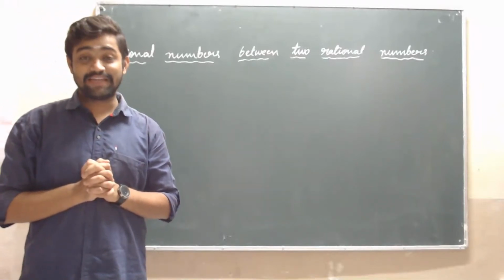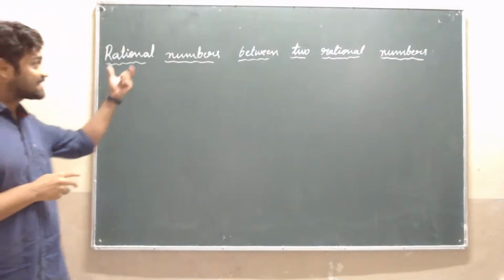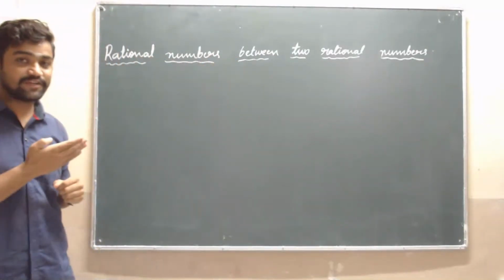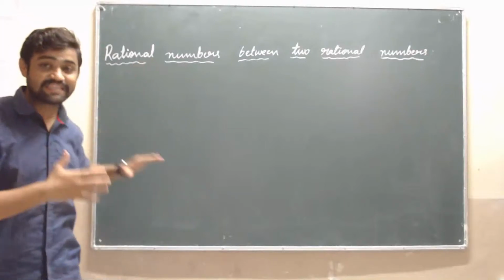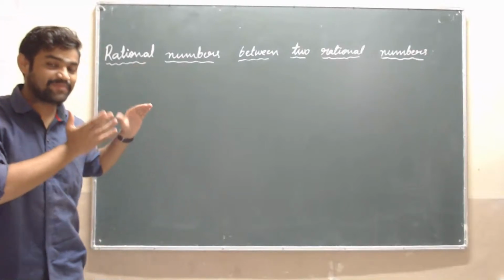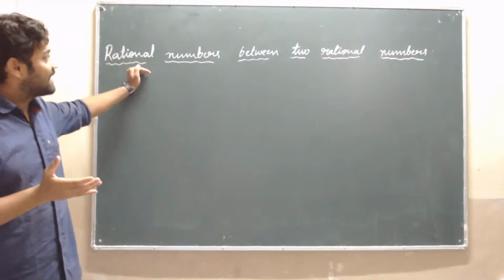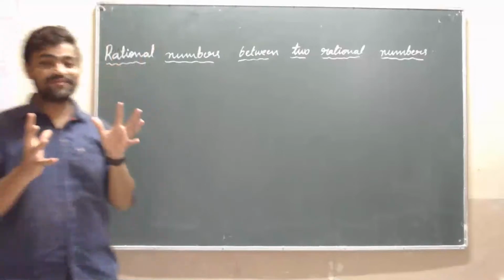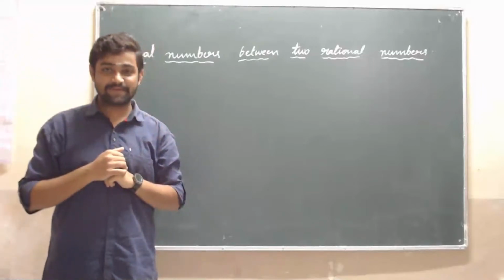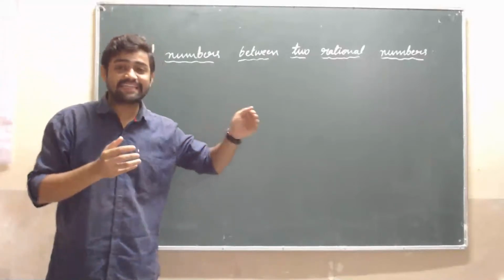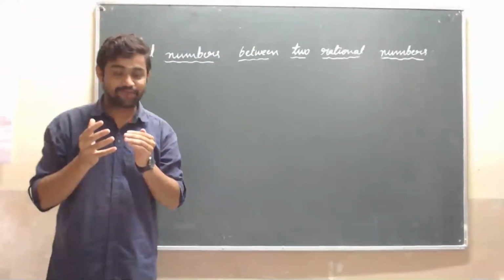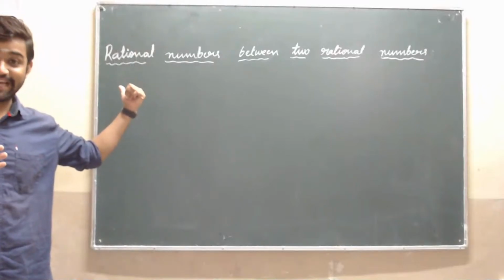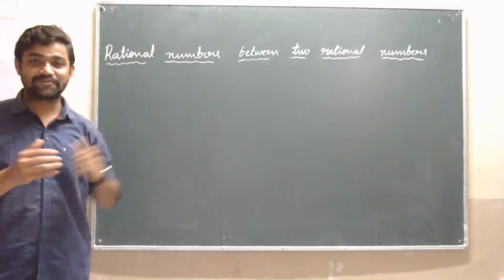In this video, I will explain the rational numbers between two rational numbers. In the previous video, we have seen the first method. Here, we are learning about the second method: how to find the rational numbers between two rational numbers. By taking the mean or average of two numbers, we can find the rational numbers between two rational numbers.